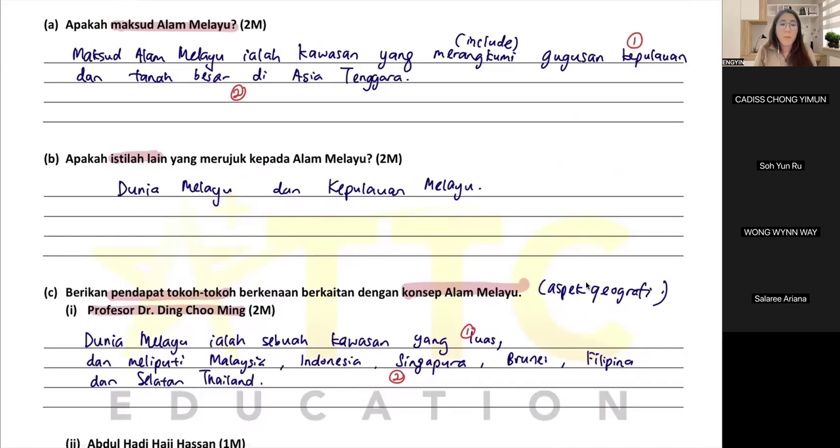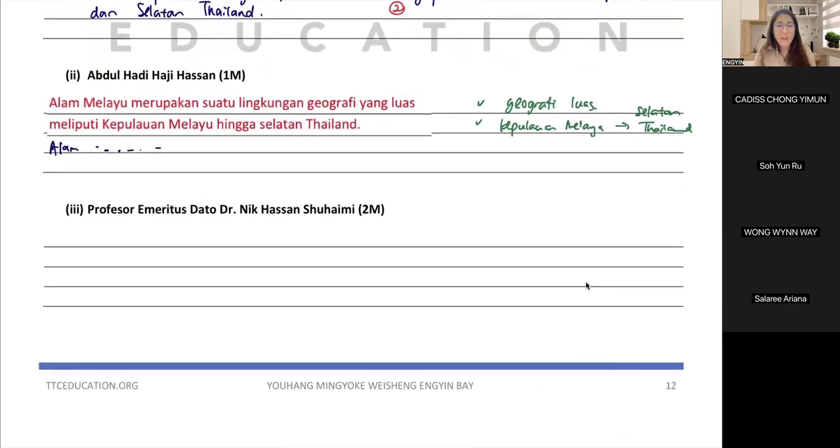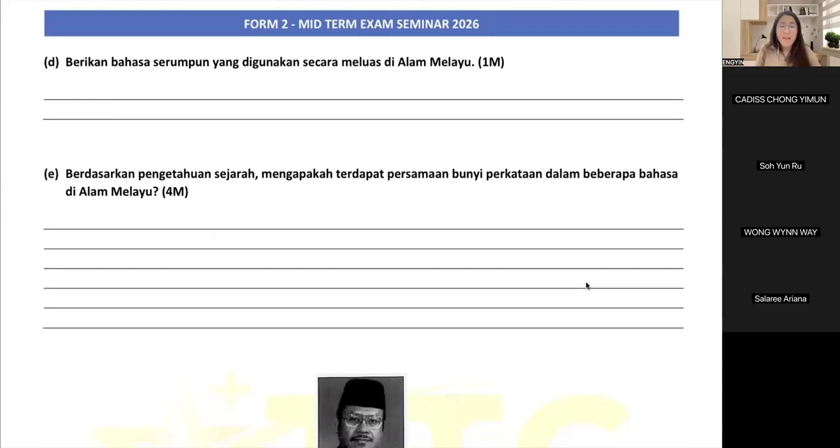Okay, everybody, I'm going to stop here for the 1.1 because it's too easy, right? You need to remember the name and the location. So the Professor Emeritus Datuk Dr. Suhaimi, I leave it for you guys to try. Don't worry, we'll upload the answer after the seminar ends. Okay? Now let's look at the second page here. I want to do the soalan E.